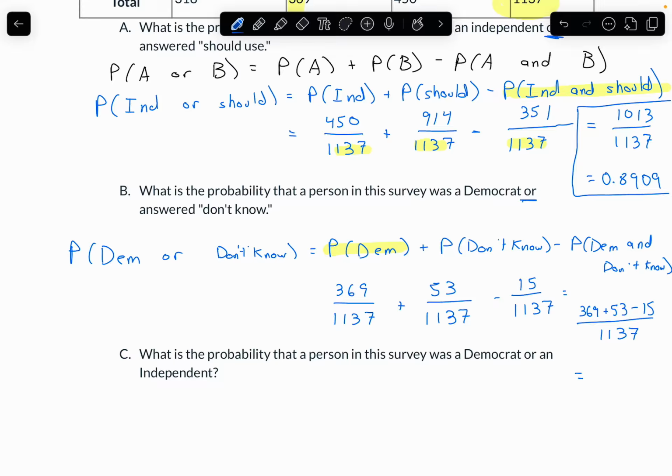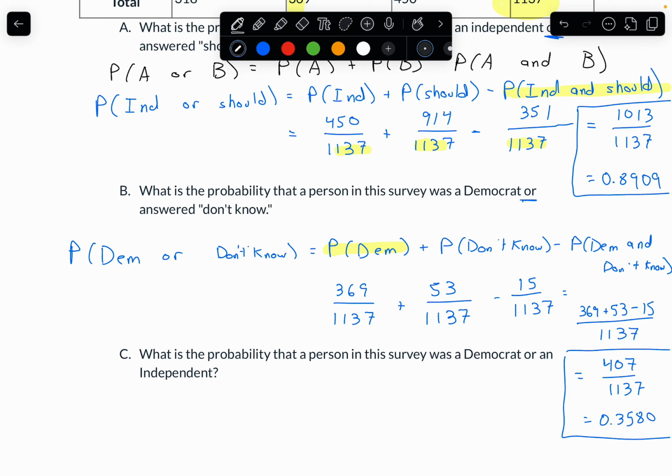But I'm just going to go ahead and add my numerator here, 369 plus 53 minus 15, and I ended up with 407 out of 1,137, or if I wanted to give a decimal, that would give me 0.3579, which rounds to 0.3580. So these are my answers for part B.